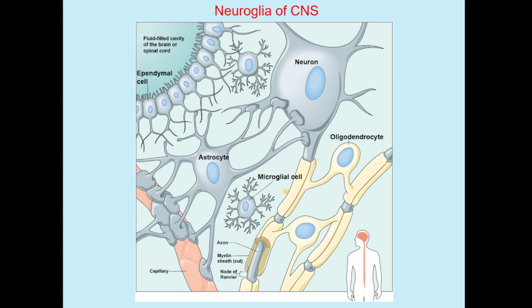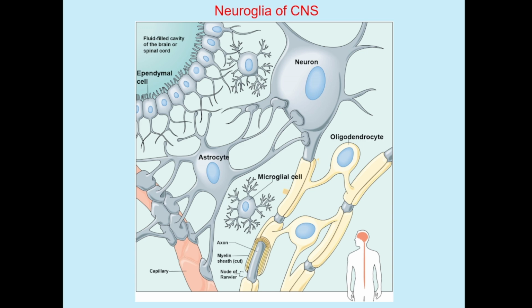The cells forming it are the ependymal cells. Even in the brain I have the ventricles, the third ventricle and fourth ventricle, where these cells sit and do this for me. So these are the ones for the CSF. This one, the oligodendrocytes, are the ones that make myelin in the brain.